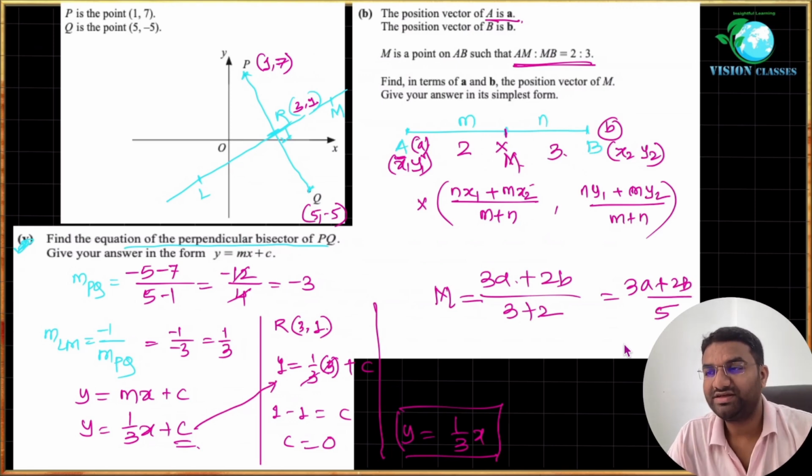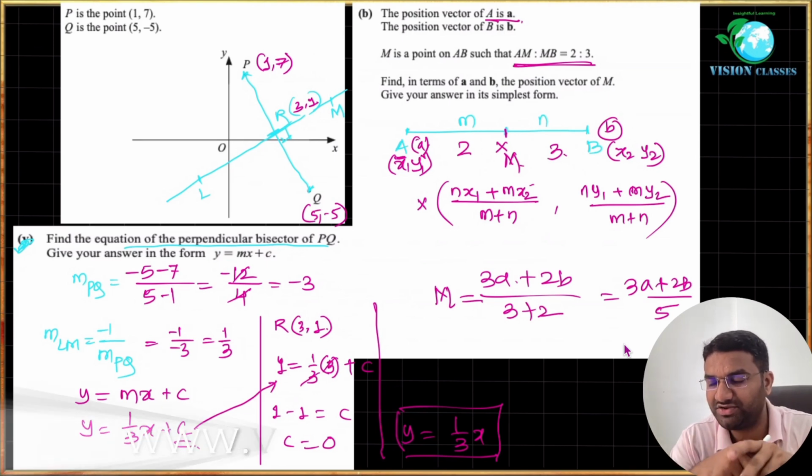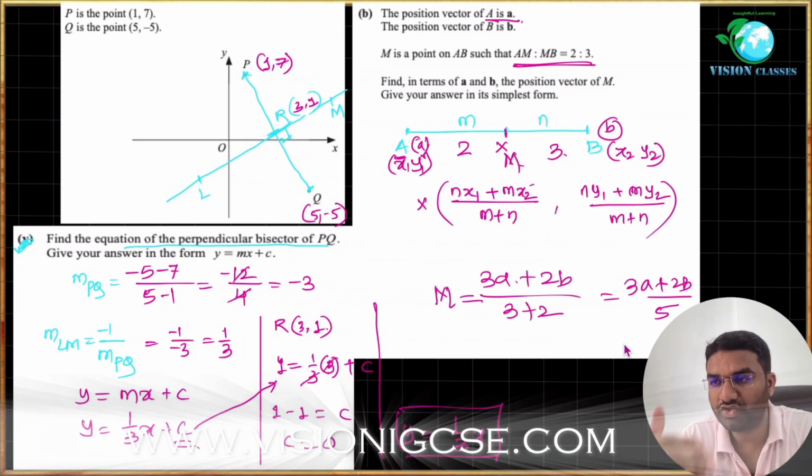Getting it? So this means just the division of any line in the ratio. Okay. I hope you understood this part bit by bit. Okay. If you haven't understood, go through it again.